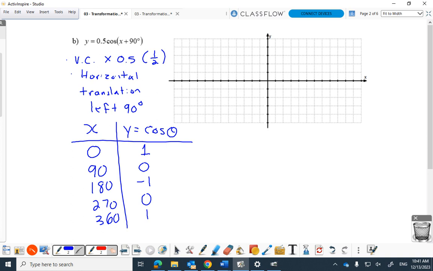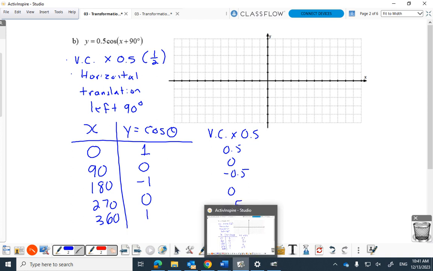We have two things to do. We've got a vertical compression times 0.5. So this becomes 0.5, 0, -0.5, 0, and 0.5. If you're into method 2, you're like, oh, I could draw this without all this. 0.5, I'm just going up and down from 0.5 to -0.5. And then left 90 is over here.